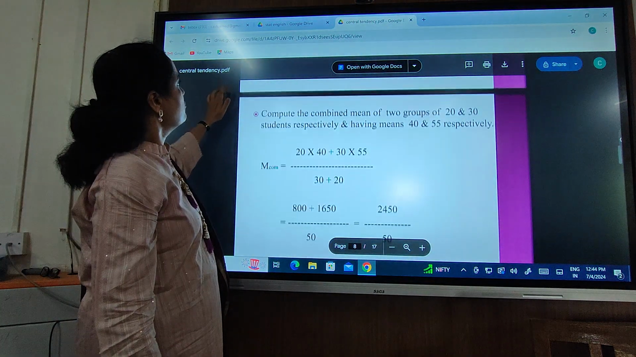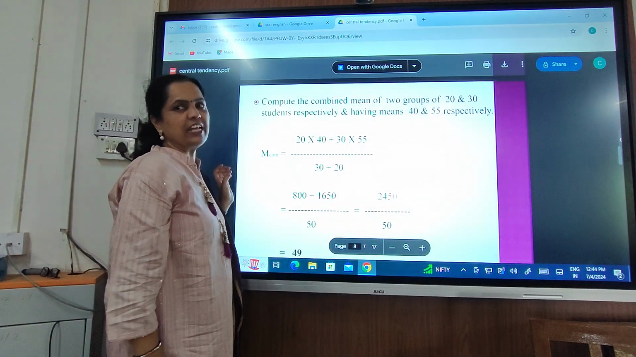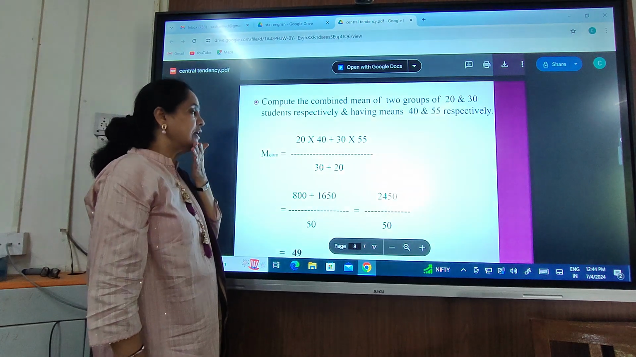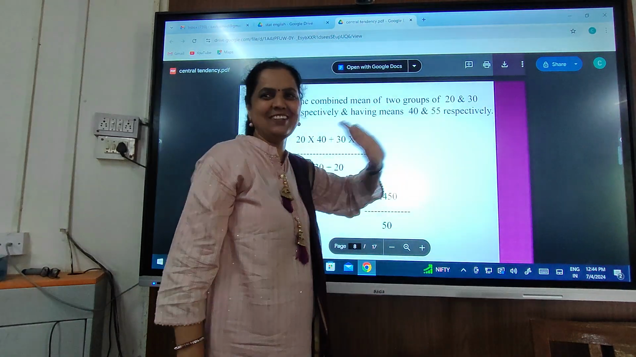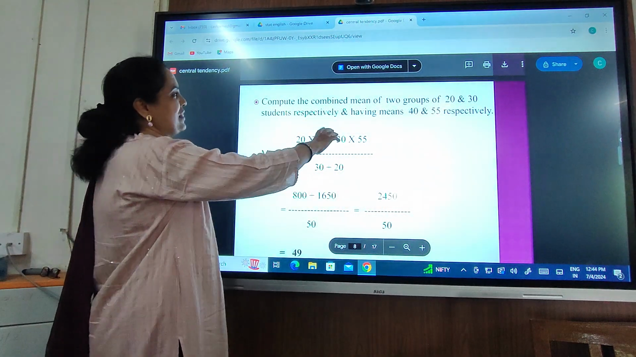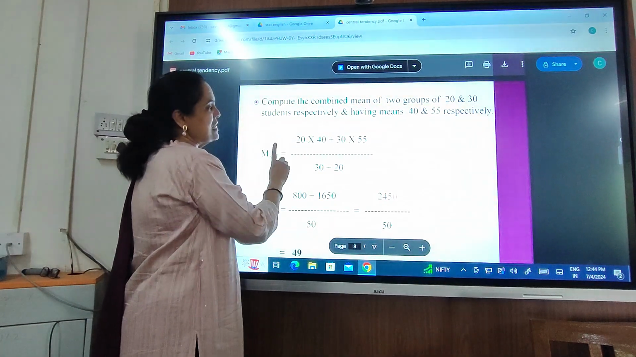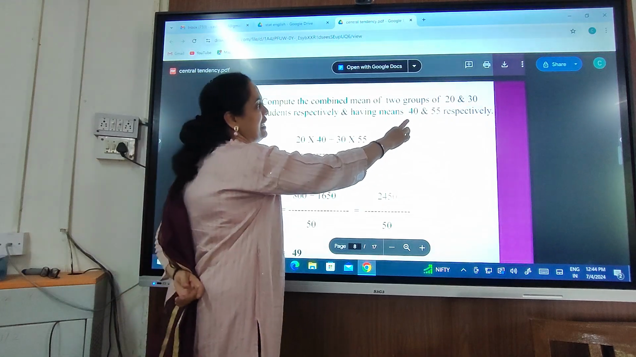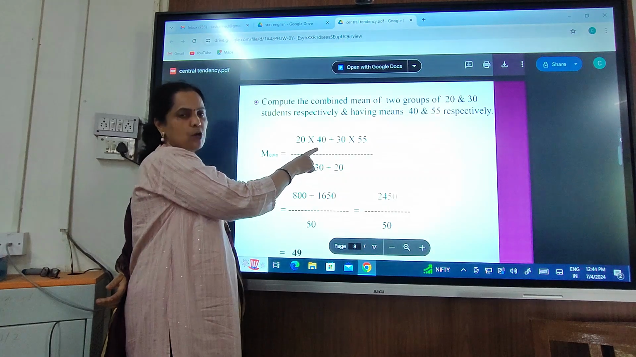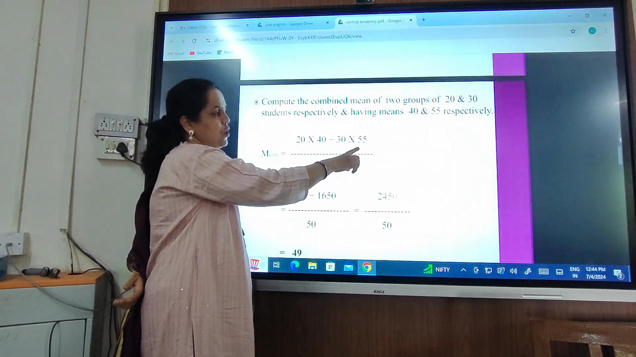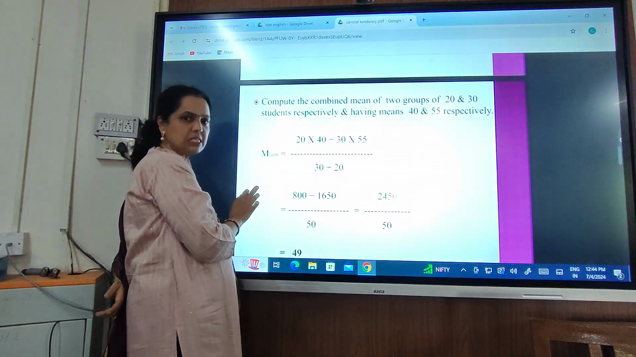Okay, let us see one sum for that. Compute the combined mean of two groups of 20 and 30 students respectively and having mean 40 and 55 respectively. Let us see. The number of students is given for two groups, that is 20 and 30, and the means are 40 for the first group and 55 for the second group. According to the formula, mean multiplied by number of scores plus mean multiplied by number of scores, divided by N1 plus N2, that is 30 plus 20.